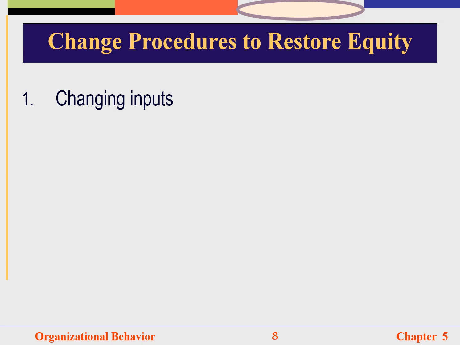First, they may change their inputs. So people may say, okay, next time I will not give the organization such an amount of time. Next time they may reduce the amount of effort, the amount of time, and anything else. They may say, okay, I will give the organization what they deserve to take. I'm not going to give them more than what they paid me for. So this is the first alternative, the first behavior people may do: reduce their inputs.